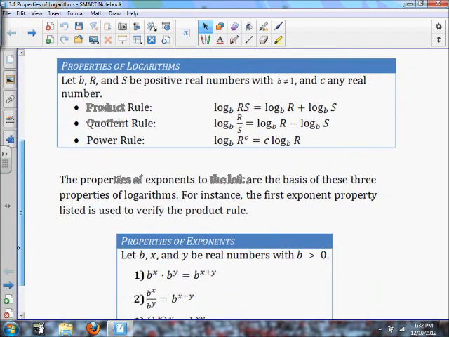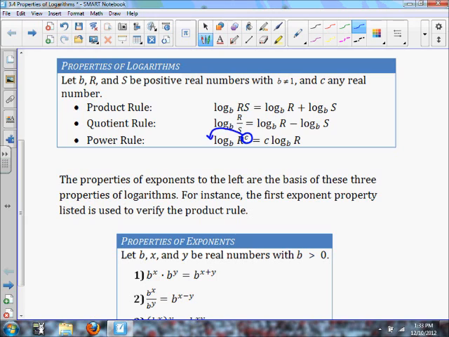Now, some of the properties that we're going to be talking about today are the product rule, the quotient rule, and the power rule. So if we have log of r times s to the base b, that would simply be log of r to the base b plus log of s to the base b. If we had log of r divided by s to the base b, that'd be log of r to the base b minus log of s to the base b. And again, with this power rule, the last one, I've talked about this in previous videos, this power will simply come out to the front.